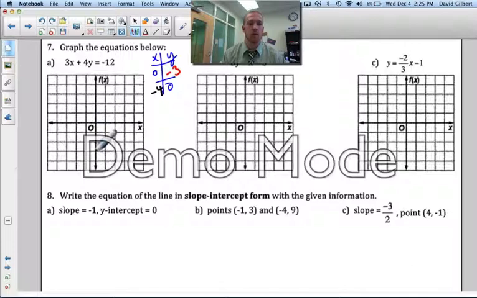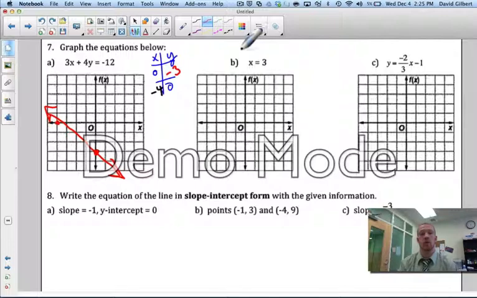0, negative 3, and negative 4, 0. And the line's not great, but you can see where the dots are.